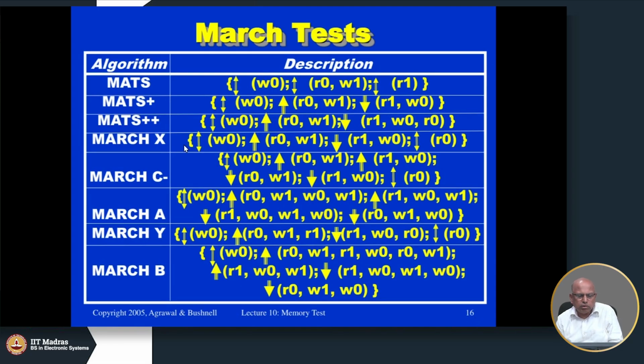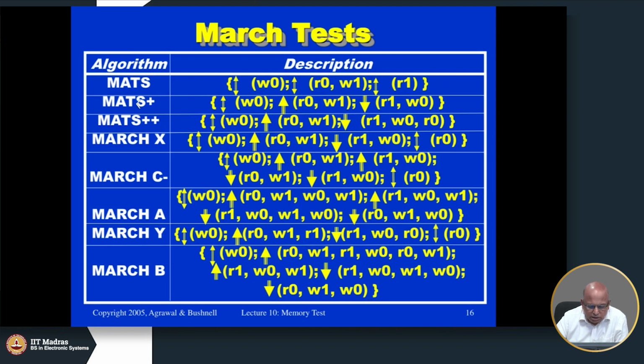So there are many marching algorithms. One of them is called MATS. It's a very simple one. It says initially in some order write zeros, whether increasing or decreasing. Then again it doesn't matter in which order, read zeros, and after reading a 0 write 1. So at the end of this second step you would have filled the memory with ones. Then again in some order read the ones that you wrote back. So as you can guess, this is a very simplistic algorithm. It doesn't possibly do a very good job of detecting faults.